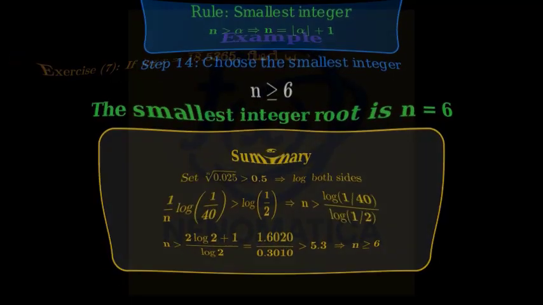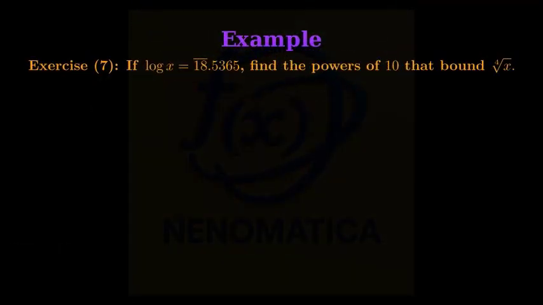Try this for practice. If log base 10 of x equals bar 18.5365, between which powers of 10 does the fourth root of x lie? Reminder of the characteristic rule. If a is greater than 1, and log base a of x equals n point p, then a to the n is less than x, which is less than a to the n plus 1.